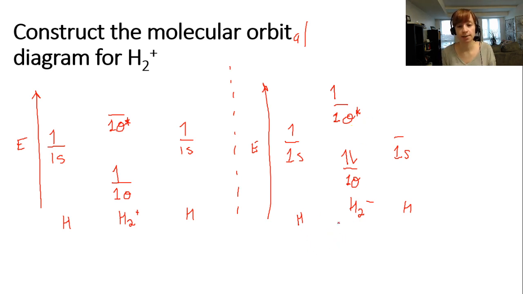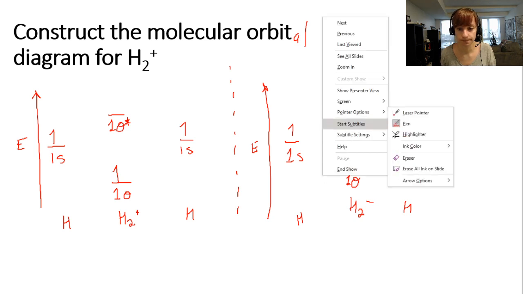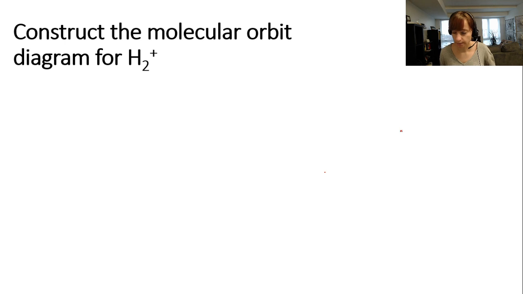Yeah, so when you draw these out, it's easiest to draw them for the neutral species. And then just remember that if you have a positive charge, you are losing an electron. And if you have a negative charge, you are gaining an electron. Okay.